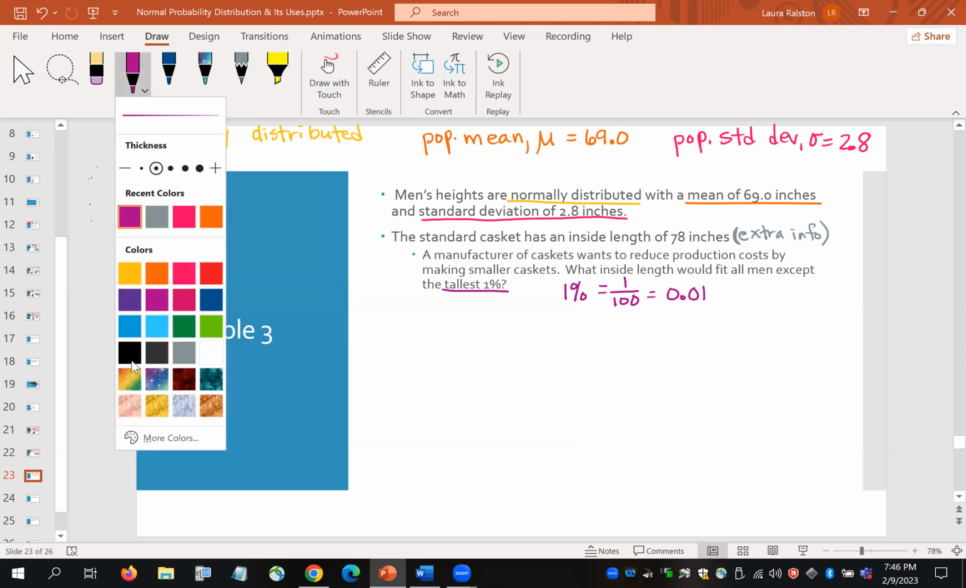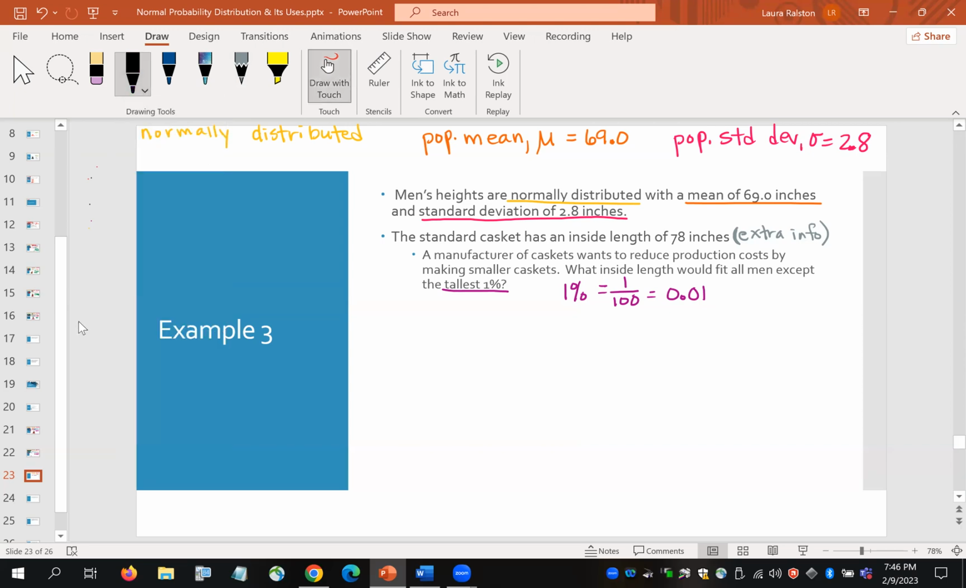So again, let's think about what this would look like. I have my horizontal number line, my bell-shaped curve with the mean in the middle, which is 69 inches. Again, remember this goes from 0%, 50% in the middle, 100% on the right. Again, if you're thinking about men's heights, you would be going from shortest to tallest.